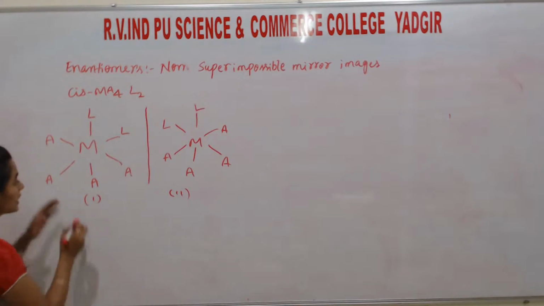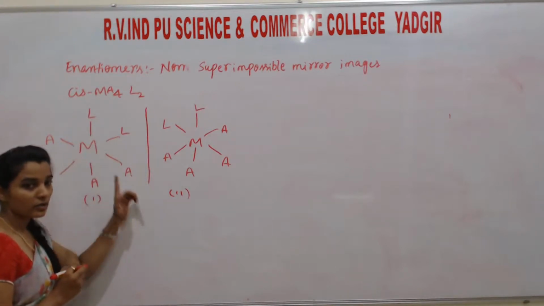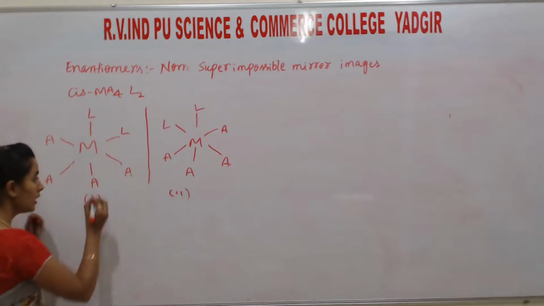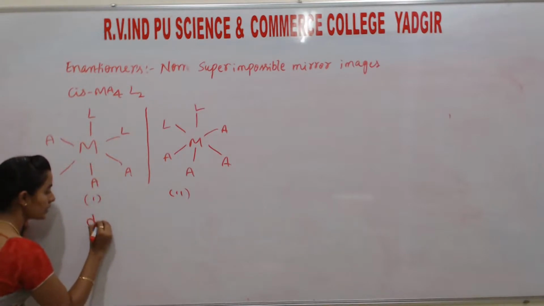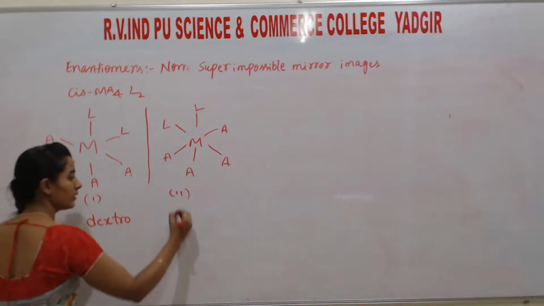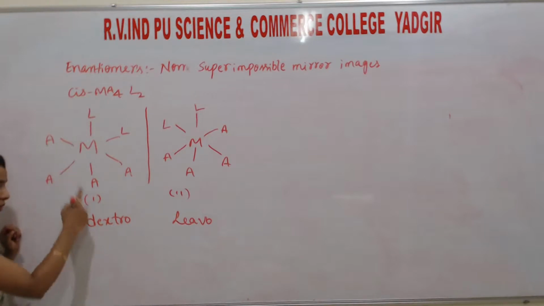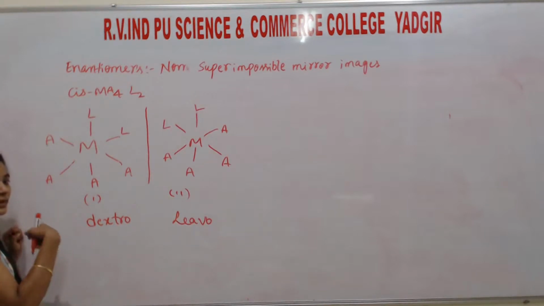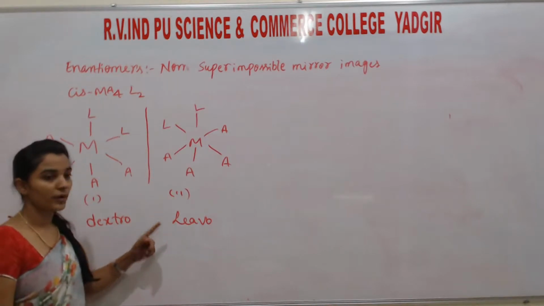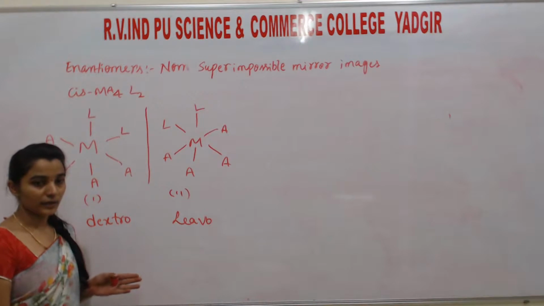So students, this type of cis isomer forms mirror images and they show optical activity. If one rotates the plane polarized light towards the right side, it is dextro, and then its mirror image must be levo. If one compound rotates plane polarized light towards the right side, the mirror image of that compound rotates it towards the left side.